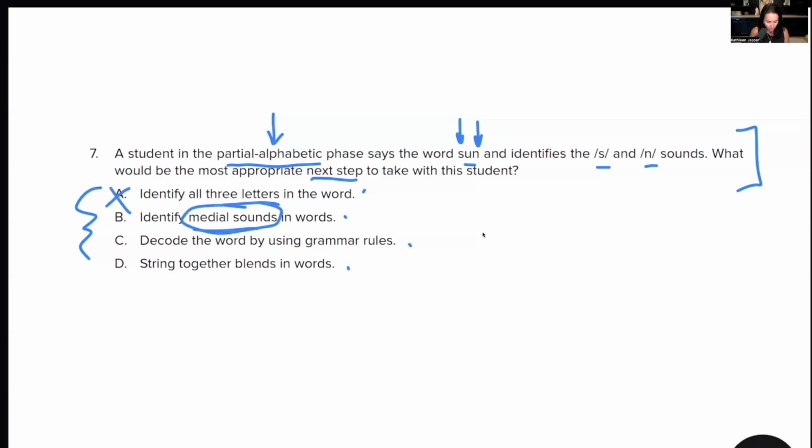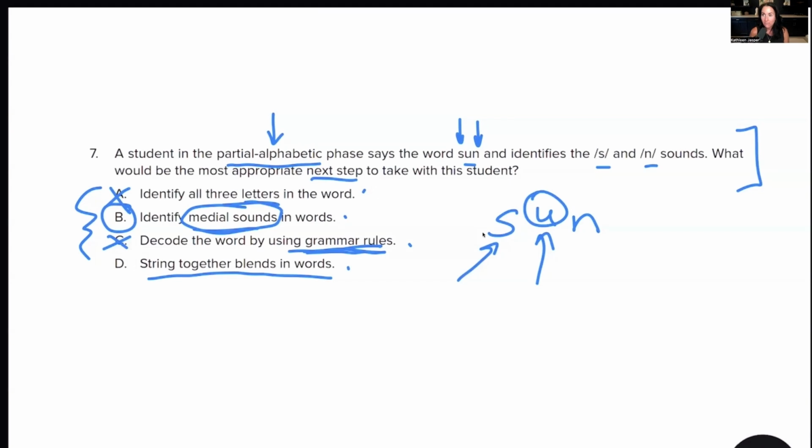Identify medial sounds in words. This is the next step because I went s, n. Now I need to figure out the u sound in sun. Decode the word by using grammar rules. This is a little bit more complex than the partial alphabetic stage. This would come later in phonics, so C is out. D, string together blends in words. That would come after identifying the medial sound, because then once we know it's u, we would then say sun. We would blend it all together. So D is out, making B the correct answer.